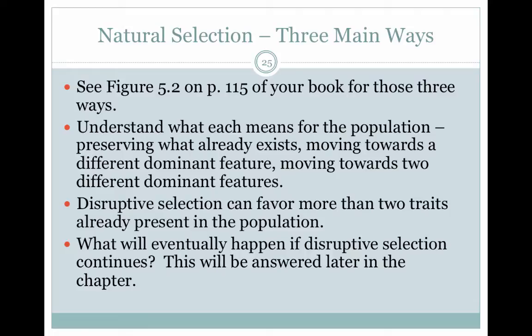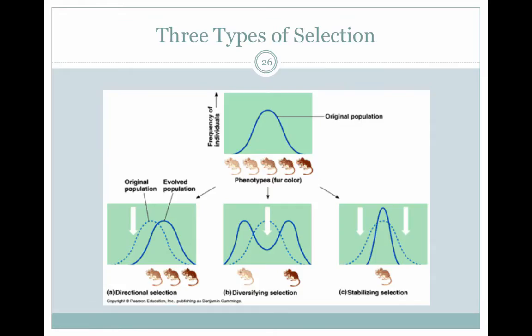The one that is in your book and the one I'm about to show you talks about 2 traits. You can have 3, 4, or 5 being favored depending on what's going on. What will eventually happen if disruptive selection continues? We'll answer that later in the chapter, not in this particular presentation. So again, here are the 3 types of selection. You have directional, diversifying, and stabilizing.